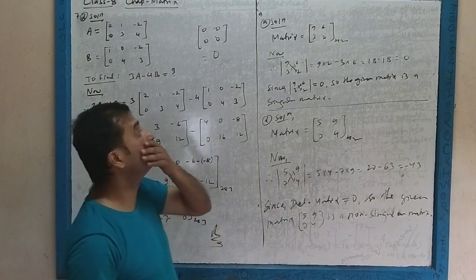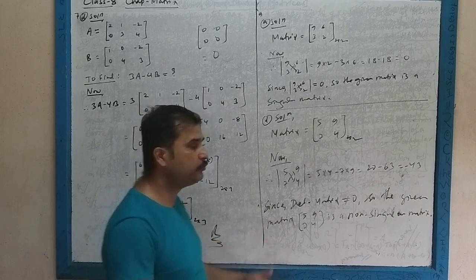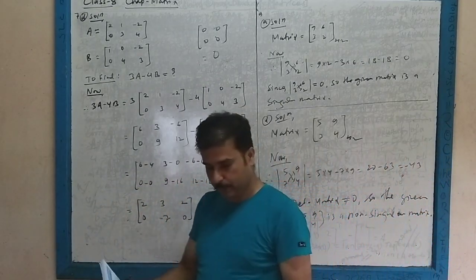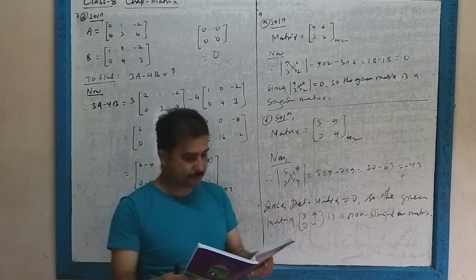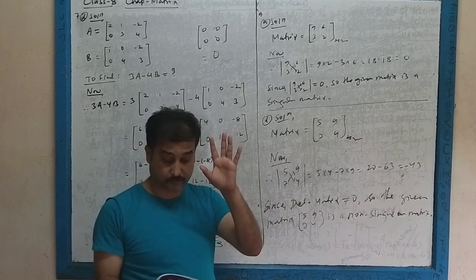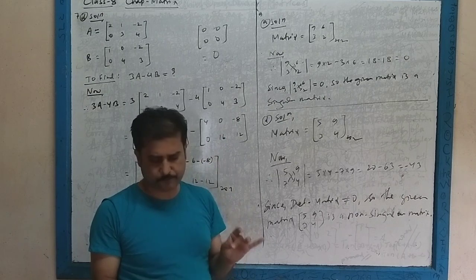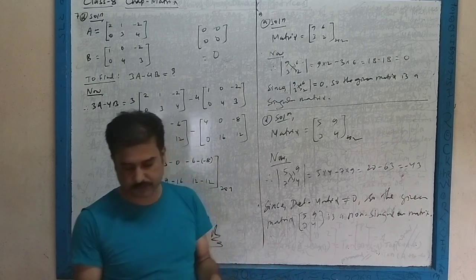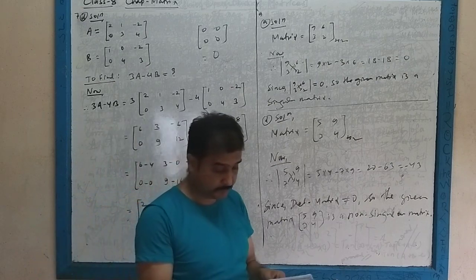So in question number 9, they have given you 4 matrices, and you will check whether each matrix is a singular matrix or non-singular matrix. Come to question number 10. Question number 10 I have already solved. 3 matrices are given to you, A, B, C. You need to find the determinant of 2A plus 3B, 4B, and like this. These questions I have already solved in the beginning.